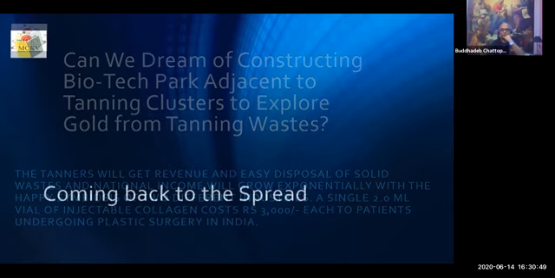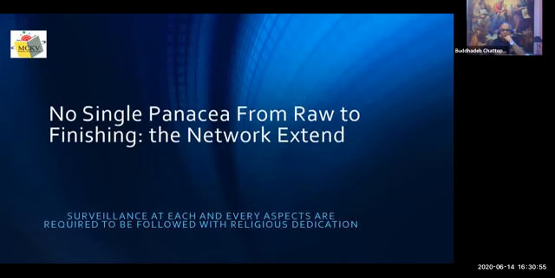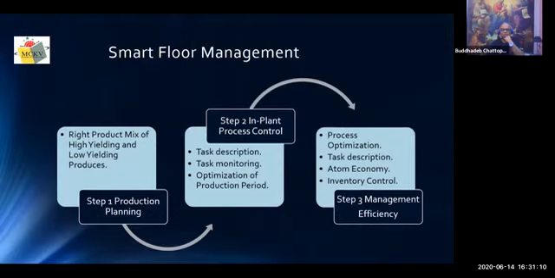Well, now let us come back to the spread. There is no single panacea from raw to finishing. The network of spread extends. And surveillance in each and every step is very important, which has to be done very dedicatedly and religiously. And what I dream of is smart flow management. Now smart is everywhere, we can see smart and smart. Smart leather, smart finish, smartphone, smart everything. So the world is becoming smarter and smarter day by day.